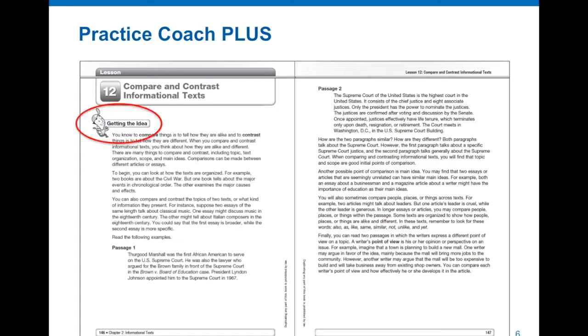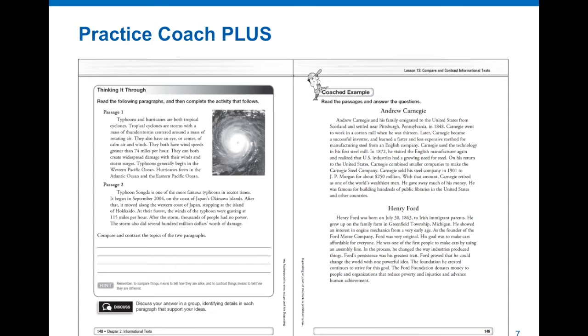The lesson begins with getting the idea, and the instruction is designed for whole class. Thinking it through concludes the getting the idea portion of the lesson. It's a good opportunity in which to gauge students' understanding still in a whole group setting. Again, the second part of the lesson is the coached example. This is intended for either whole group instruction or practice, or small group instruction and practice as well.